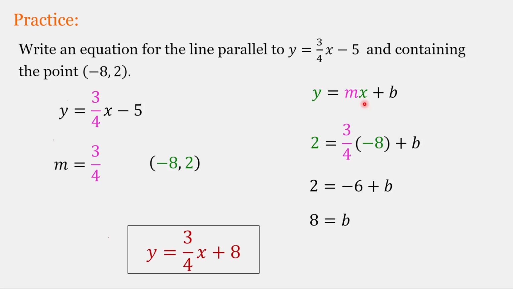For this example, I use the slope-intercept form to write the equation. So we have a slope of 3/4, and then we have the point negative 8, 2. So our x value will be negative 8, and our y value will be 2. And then solving that equation, we get a y-intercept, or b, of 8. And then returning to that original slope-intercept form, we have y equal to, well, our slope is 3/4, so 3/4 x, plus our y-intercept, 8.